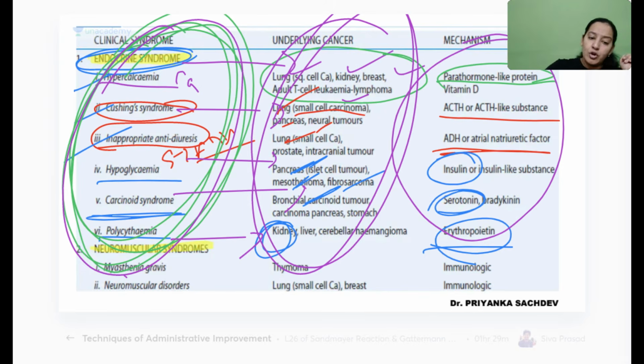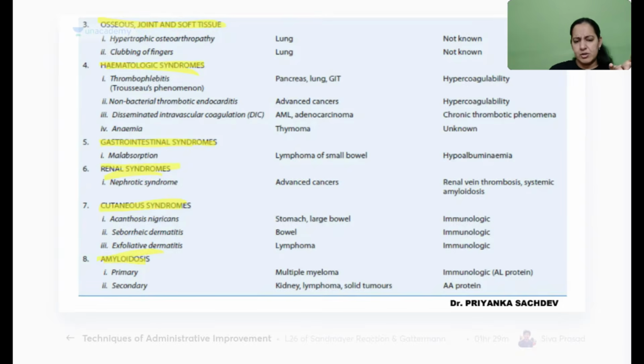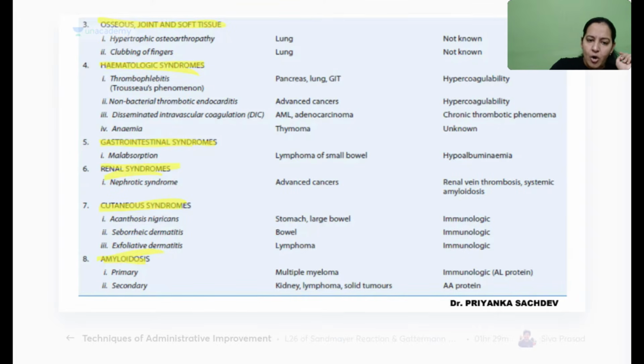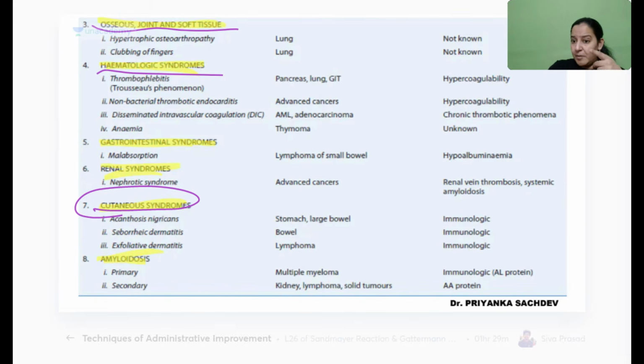Coming to neurological manifestations, myasthenia gravis or neuromuscular disorders. Now, myasthenia gravis and thymoma: typically in thymoma, myasthenia gravis will present. And you know there are osseous, joint and soft tissue related symptoms. There can be hematological syndromes. There can be cutaneous ones, which I was talking about. Patients usually come to a dermatologist.